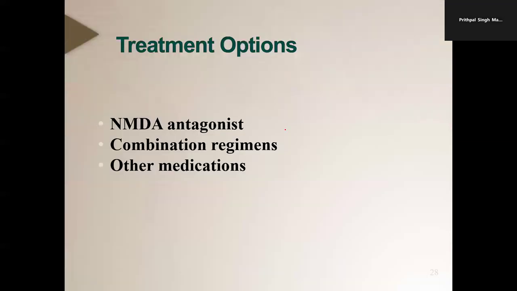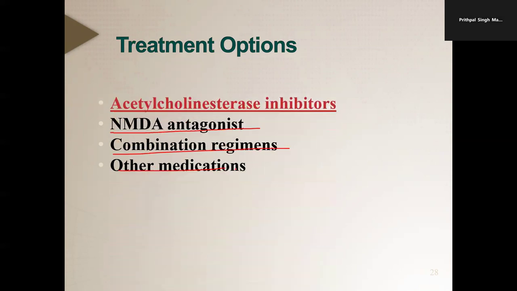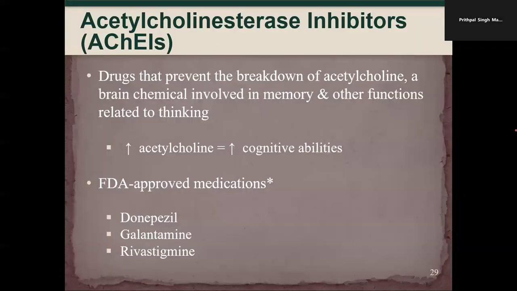What are the treatment options that we have? The treatment options are namely cholinesterase inhibitors, NMDA antagonists, and combination therapy. Let's talk about them one by one. The major treatment at this point is acetylcholinesterase inhibitors. These inhibit the enzyme responsible for breakdown of acetylcholine, so acetylcholine stays in the synaptic junction for a longer duration of time, which means it is available for binding to the post-synaptic receptors.